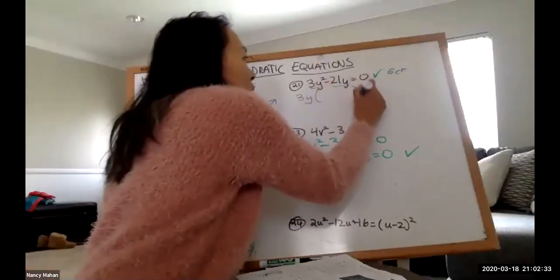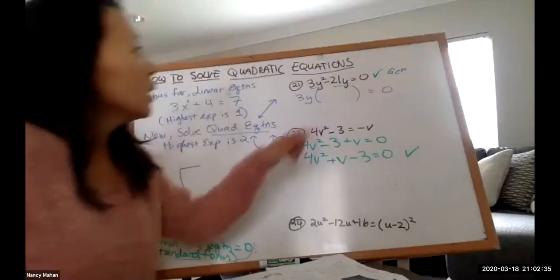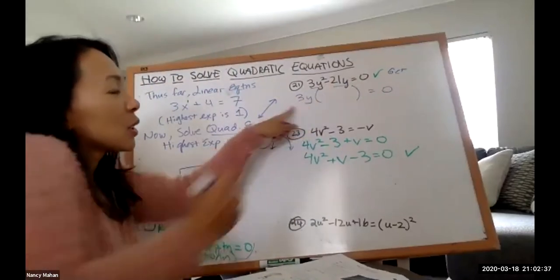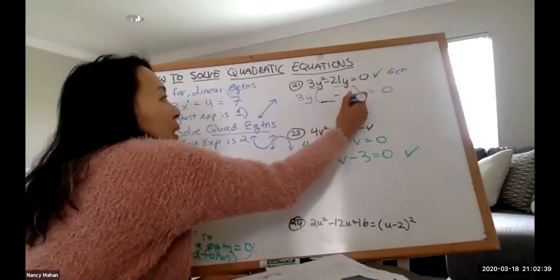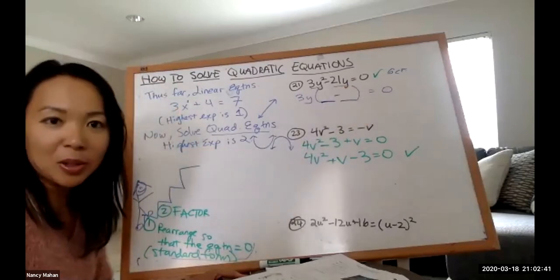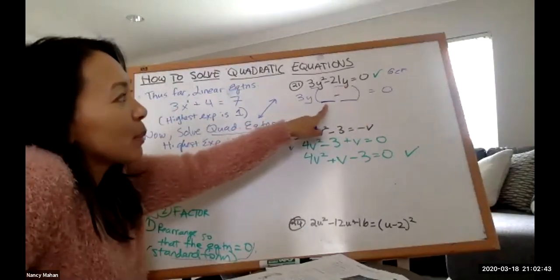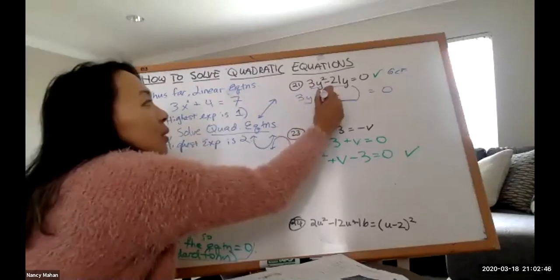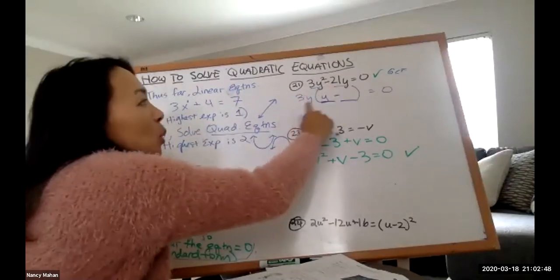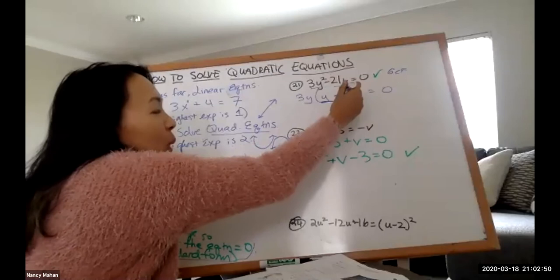So 3y squared, 3y is a GCF. So here, there's two terms, so blank minus blank. What goes in those blanks? Well, 3y times what will give you 3y squared? Y. 3y times what will give you 21y?